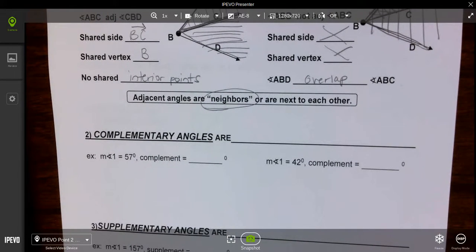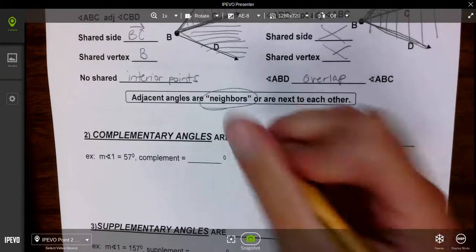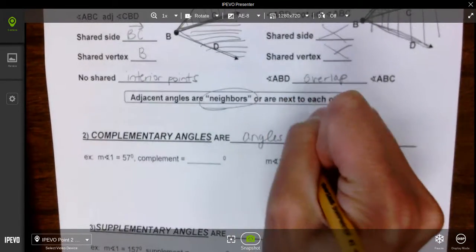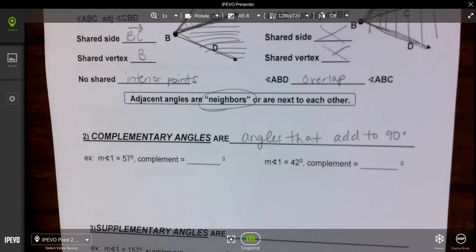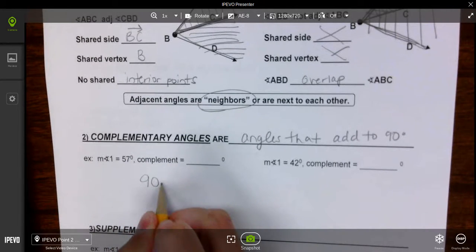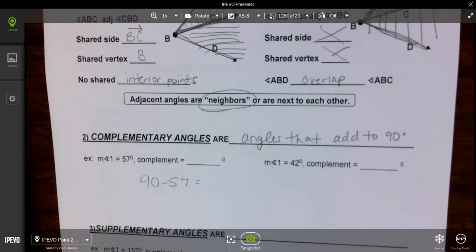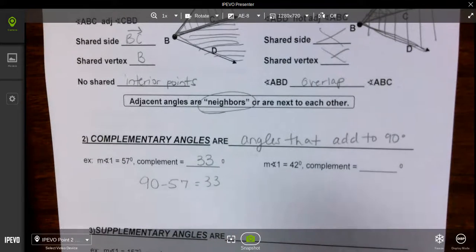Another definition that you need to be familiar with is complementary angles. Complementary angles are angles that add to 90 degrees. So two or more angles that add up to 90 degrees. If I give you one of the angles, all you need to do to find the remaining angle is 90 minus 57, which gives you 33. So the complementary angle to 57 degrees is 33 degrees.